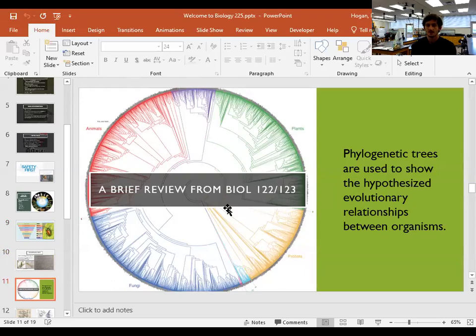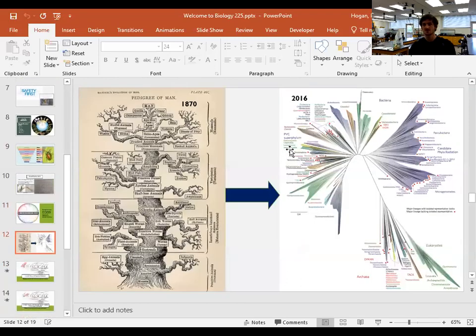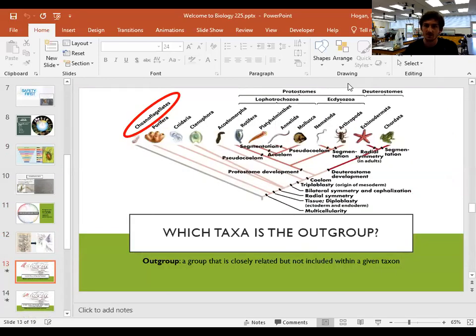The next thing I covered in this lab was, as it says on the screen, a really brief review of Biology 122, 123, where I discussed phylogenetic trees. And so phylogenetic trees are really just working hypotheses. They change all the time based on the data that we have available. And so what they show are the evolutionary relationships between groups of organisms or organisms. So you can have these really specific ones, such as the one to the right, the one from 2016, or you can have these really broad ones that only cover phyla, such as this one here.